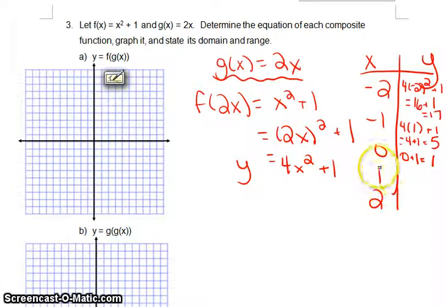Then substituting in 1 for x, we have 4 times 1 squared, which is just 1, plus 1. That is equal to 4 times 1 is 4, plus 1 is 5. So here, if you guys can take a guess, our next value should be 17.